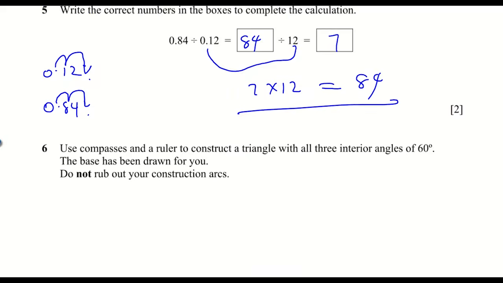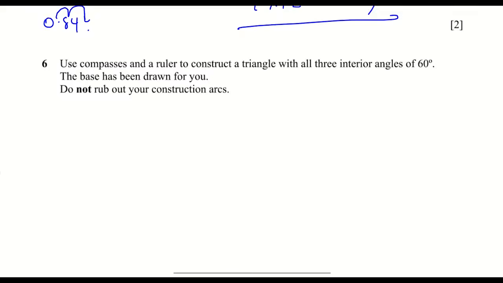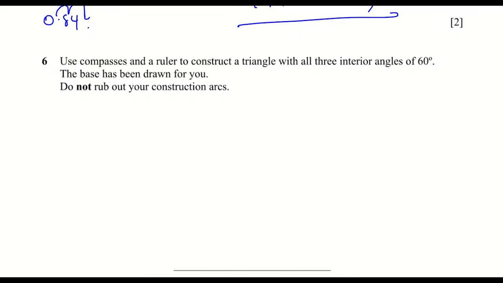Let's go to the next question. Question 6. Use compasses and a ruler to construct a triangle with all 3 interior angles of 60 degrees. The base has been drawn for you. Do not rub out your construction arcs.